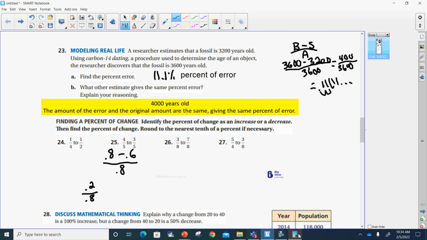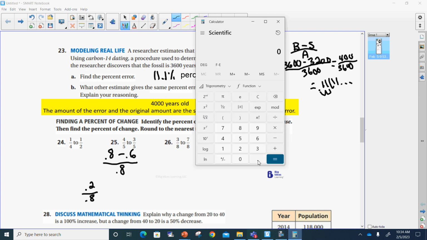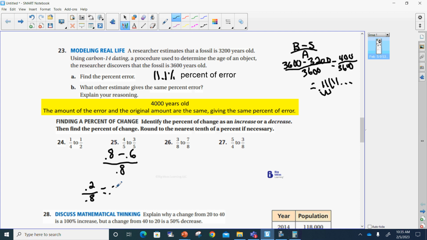And when I take 0.2 and divide it by 0.8, that's going to give me 0.25. When I turn 0.25 into percent, I have to move that decimal 2 places. So that's equal to 25%. Right? And because it's going down, a smaller number, this is a decrease. So I could put decrease here. All right, let's go to number 27.